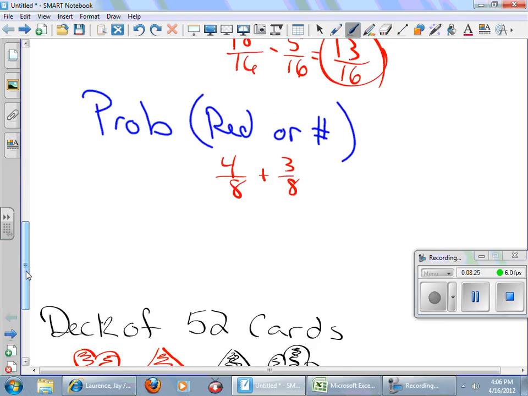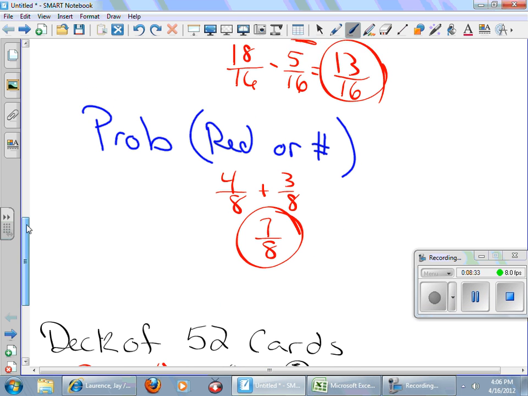That makes this problem easy. I don't need to do the subtraction thing. All I need to do is add these two fractions and get 7/8. And if you look at it, it makes perfect sense.